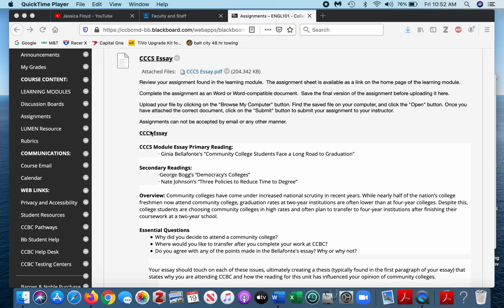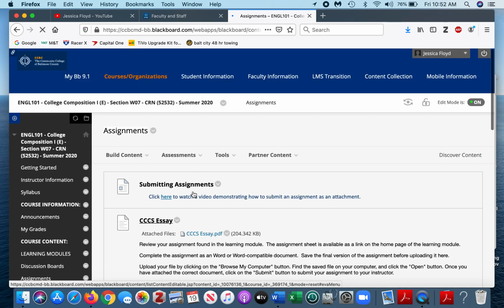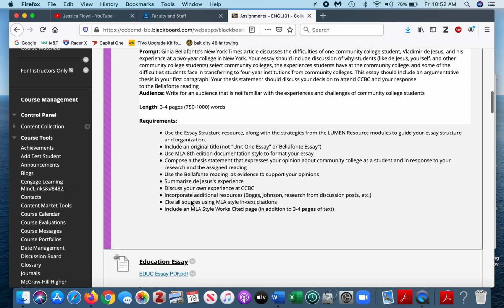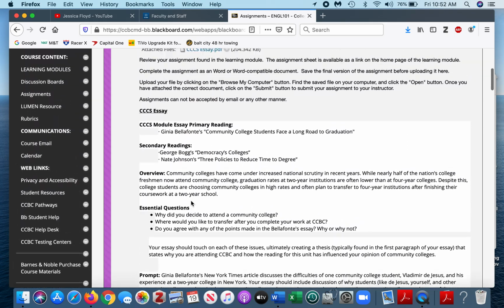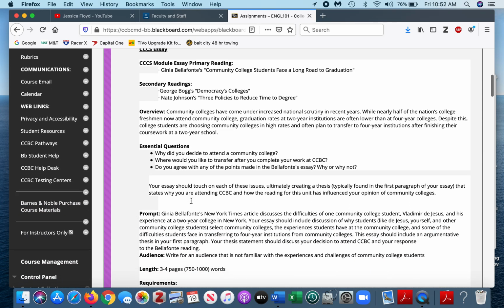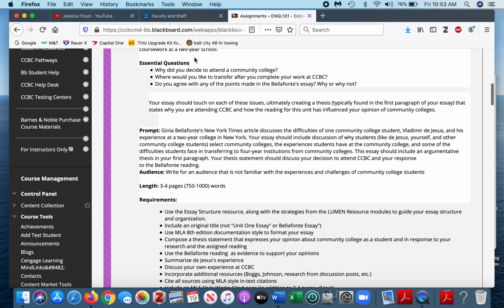So if you toggle over to the assignments link, click on that link, it will immediately take you into the assignments for the class, primarily the essay assignments. This first one concerning the community college case study, if you scroll down to about the middle of the page, you have the meat of what the assignment is asking you to do.